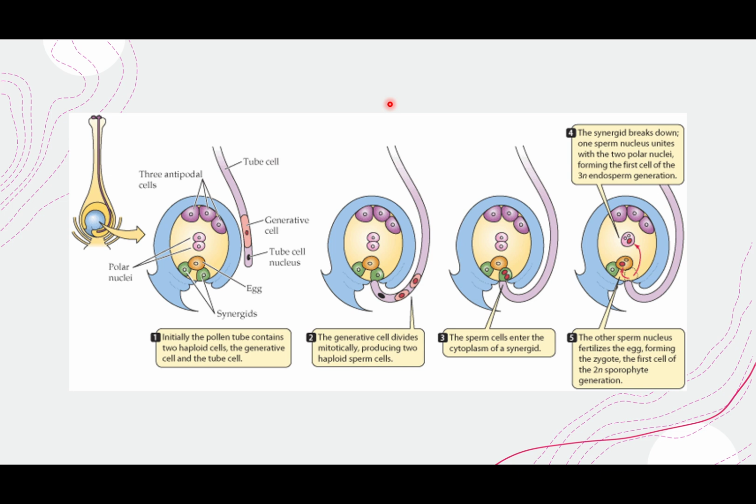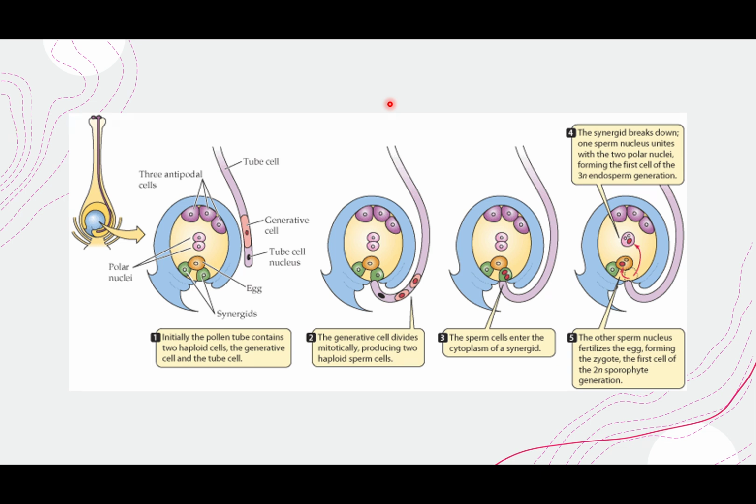enter the cytoplasm of a synergid. Remember what I said, we enter the cytoplasm of a synergid, and the synergid will disintegrate. Then one sperm cell will go on to inhabit the egg cell, and their genetic material will mix, creating our zygote. And then lastly, the last sperm cell will fuse with the two polar nuclei, creating our triploid endosperm cell, or endosperm nuclei.